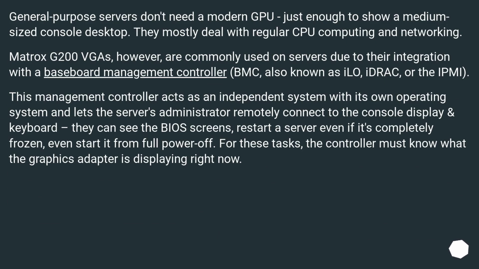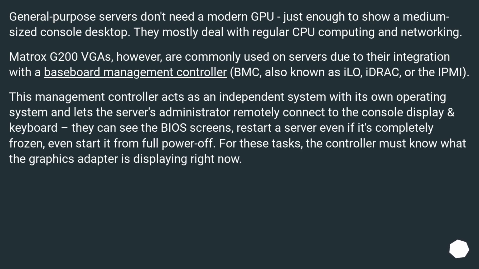General-purpose servers don't need a modern GPU, just enough to show a medium-sized console desktop. They mostly deal with regular CPU computing and networking. Matrox G200 GPUs, however, are commonly used on servers due to their integration with a baseboard management controller, BMC, also known as iLO, iDRAC, or the IPMI.